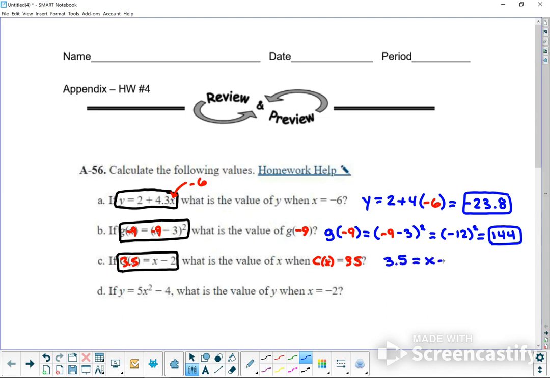equals x minus 2. And this is actually what we're doing in class right now. Right? How do you solve that? You're going to go ahead and add 2. Okay, and this is going to go ahead and cancel out. And we get a value of x equals, and then 3.5 plus 2 is 5.5. That's your answer. That's the value of x.